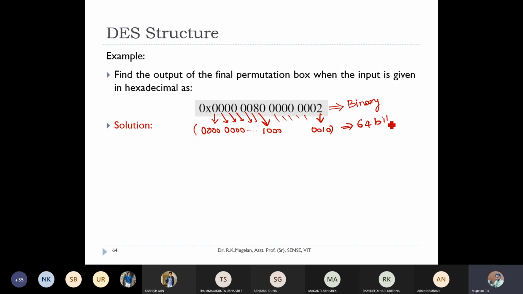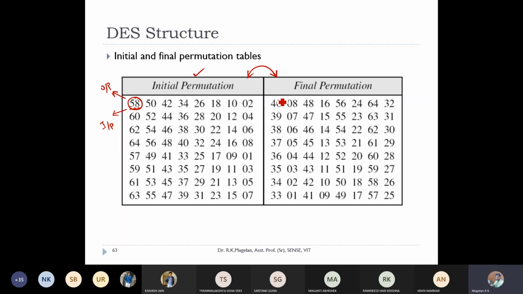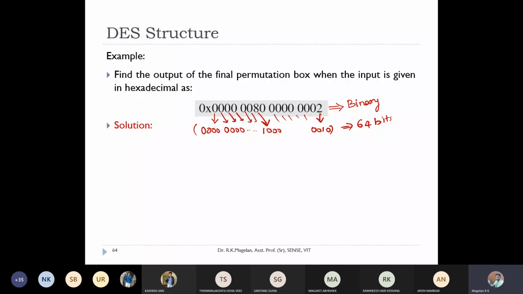In these 64 bits, there are zeros, ones, 00 and 10. According to the permutation box, they're asking for the final permutation box. So you have to take the 40th pin and map it to the first one, the 8th pin to the second one, then the 48th pin to the third one, and so on. If you do it like this, that's all. For the entire paper, you will be sitting for this one alone. But the easy way here is that there's no use of shifting zeros, nothing is going to change.